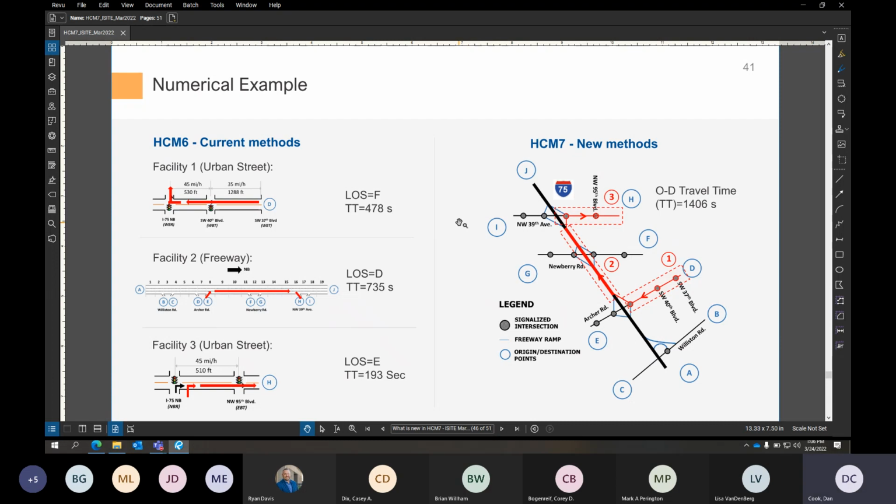So again, ultimately, I'm not going to run through this example, but the main idea is before you would look at your urban street and then freeway and then urban street again. If we're talking about this kind of analysis where your origin and destinations were off the freeway, but you'd use the freeway in your trip, you would look at those separately, add up your travel times, but you would really never get at what is the interaction between those two, especially if you have queue spillback or ramp metering.